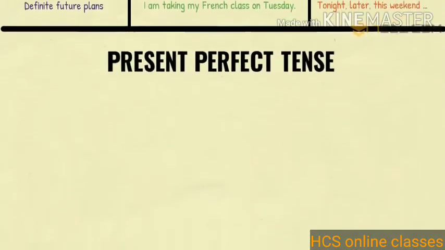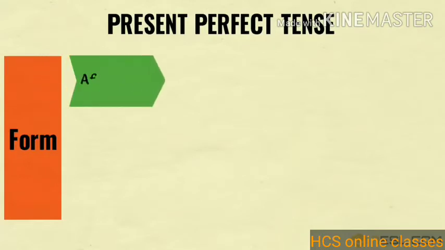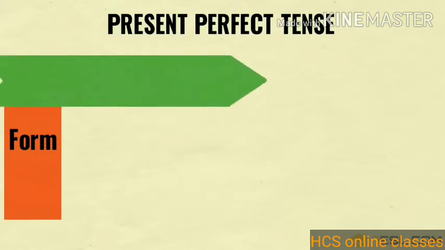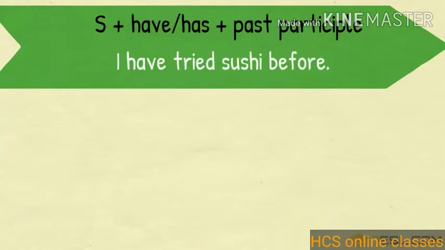Now let us discuss present perfect tense. The form of present perfect tense for affirmative sentences: subject plus have or has plus past participle form of verb. That is, I have tried sushi before.